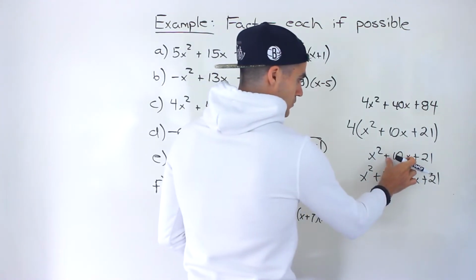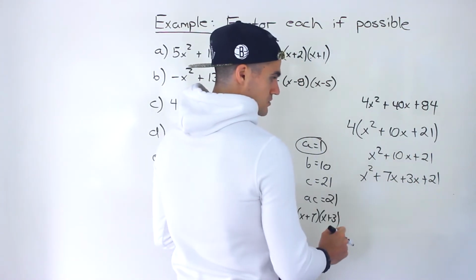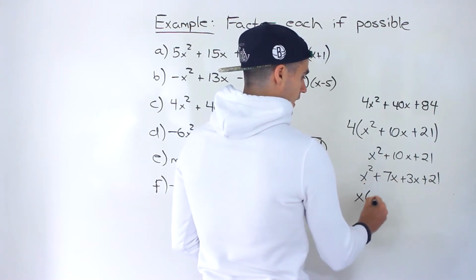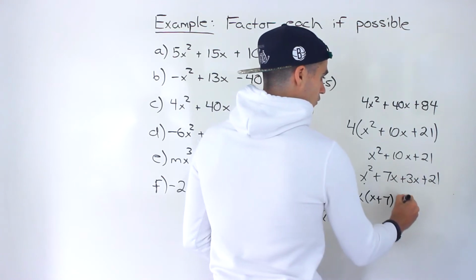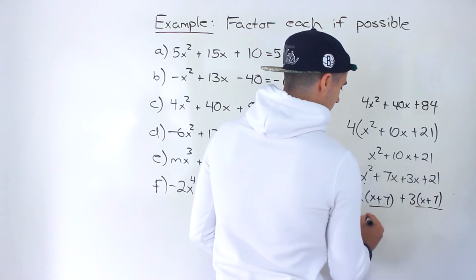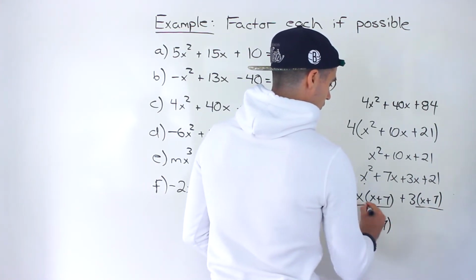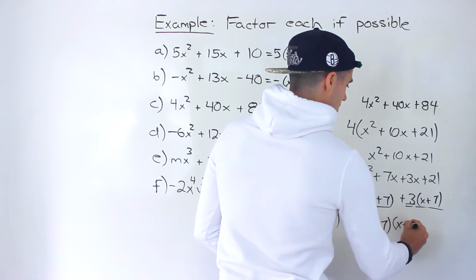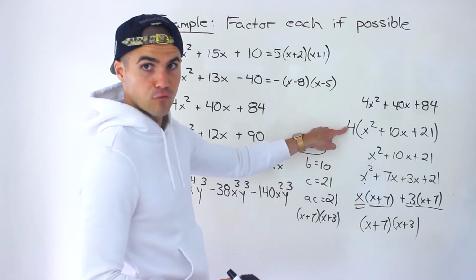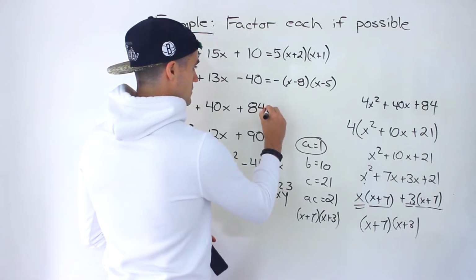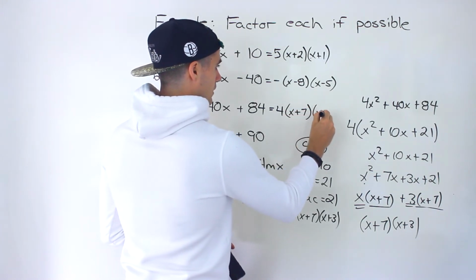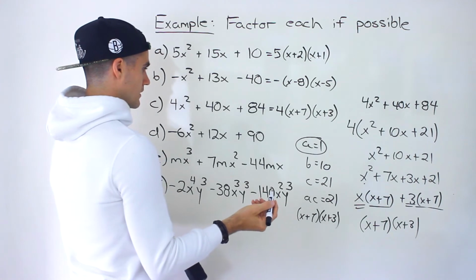So from here, decomposing that B term into those two values that we found, the 7 and the 3, we get 7x and 3x. Factor by grouping. From these two, we could take out an x. From these two, we could take out a 3. And then we could take out an x plus 7 from both of these, and we'd be left with an x plus 3, just as expected. Remember, we got that 4 in front, so the final answer for this would be 4(x plus 7)(x plus 3), like that.